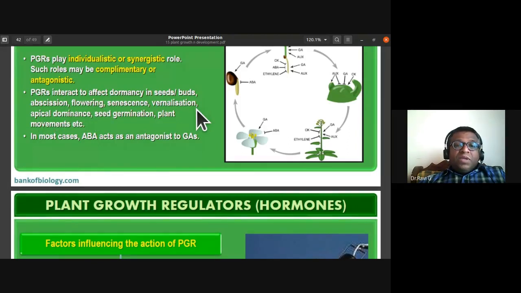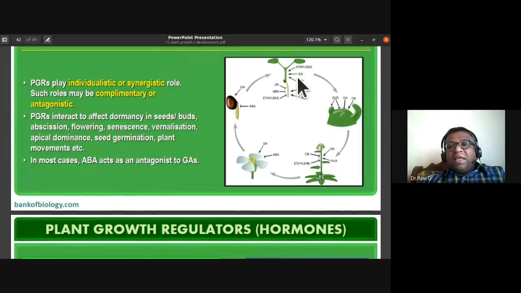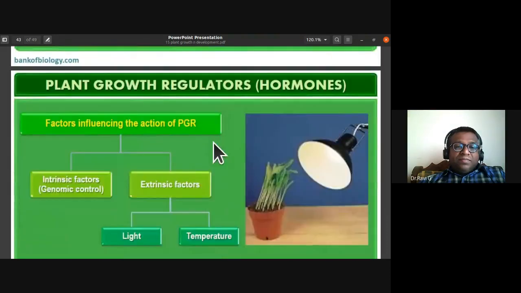So in most cases, abscisic acid acts as an antagonist to gibberellic acid. They are exactly opposite in function to gibberellic acids or gibberellins. So in most of the cases, abscisic acid acts as an antagonist to the functions of gibberellic acid.